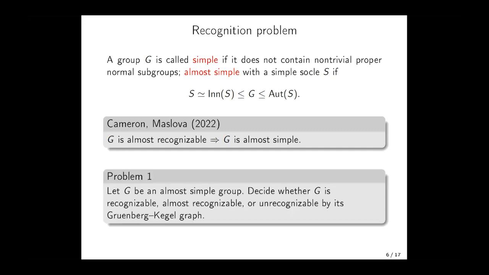And therefore, the next problem arises. Let G be an almost simple group. The task is to decide whether the group is recognizable, almost recognizable, or unrecognizable by its Gruenberg Kegel graph. And we will work on this problem.